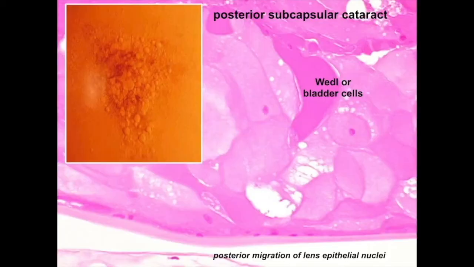Posterior subcapsular cataract. Normally, the lens epithelium, the monolayer of anterior lens epithelial cells, terminates at the equatorial lens bow. Under certain circumstances, however, noxious influences can cause the lens epithelium to migrate posterior to the equatorial lens bow to the posterior pole of the lens, where the cells attempt to make new lens fibers, but they cause these aberrant, abnormal lens fibers called bladder cells or Wedl cells. And these can accumulate, causing a posterior subcapsular cataract.